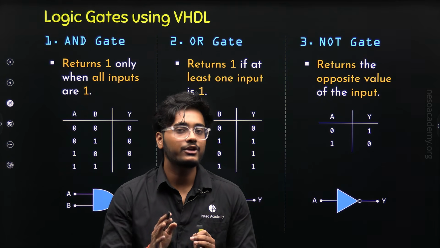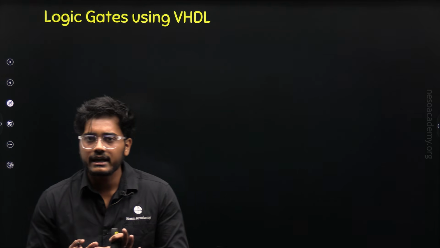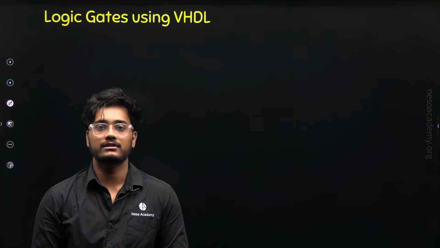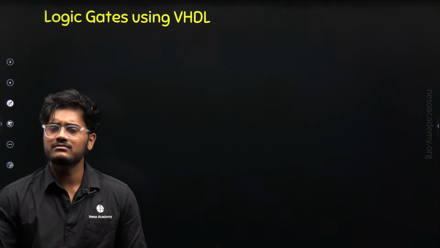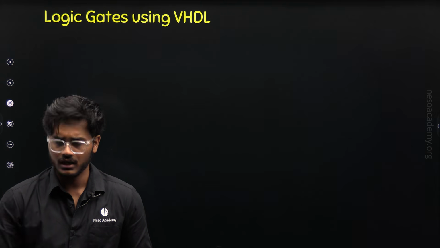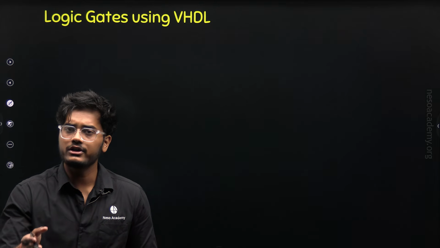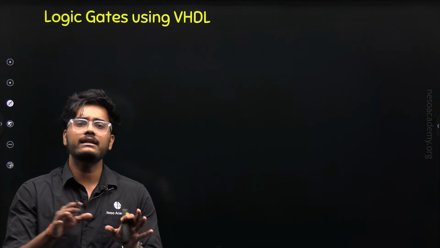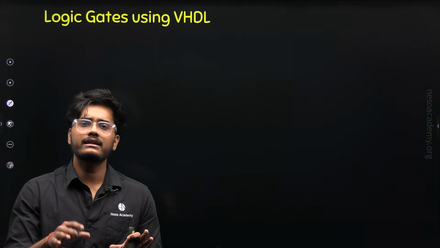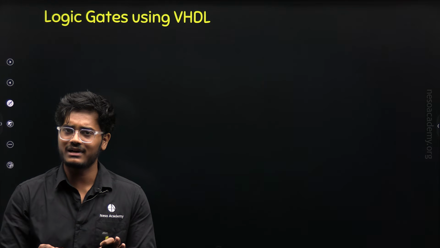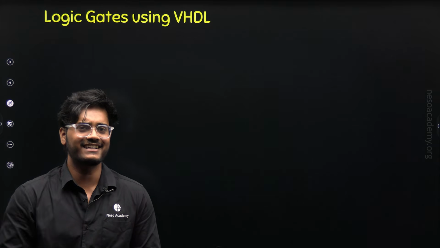Now, let's see the universal gates. Universal gates include NAND gate and NOR gate. And why are we calling them universal gates? Because by using either NAND gates or NOR gates, we can implement any other logic gates or any other digital circuit in the universe. Therefore, we are calling them universal gates.